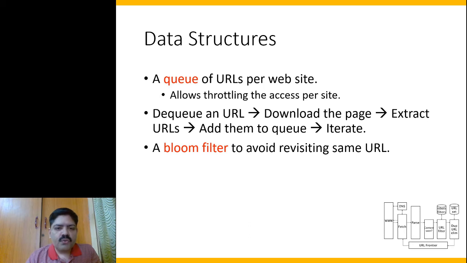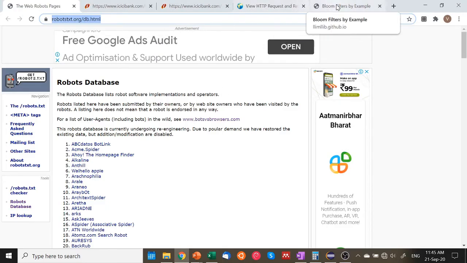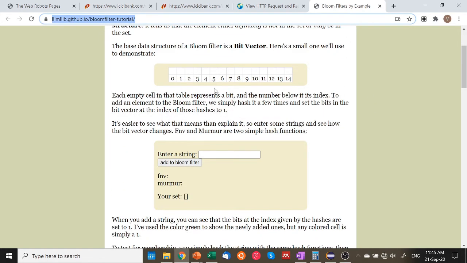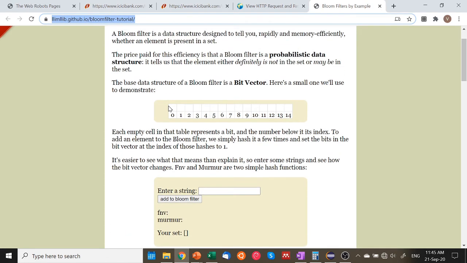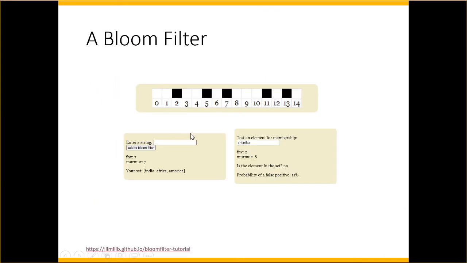So what is a Bloom filter? Let me switch back to a Bloom filter example. This is a very nice demo of a Bloom filter on GitHub. Let me explain the Bloom filter data structure. It is simply a bit vector where at a specific index position I can put a one, to remember something.